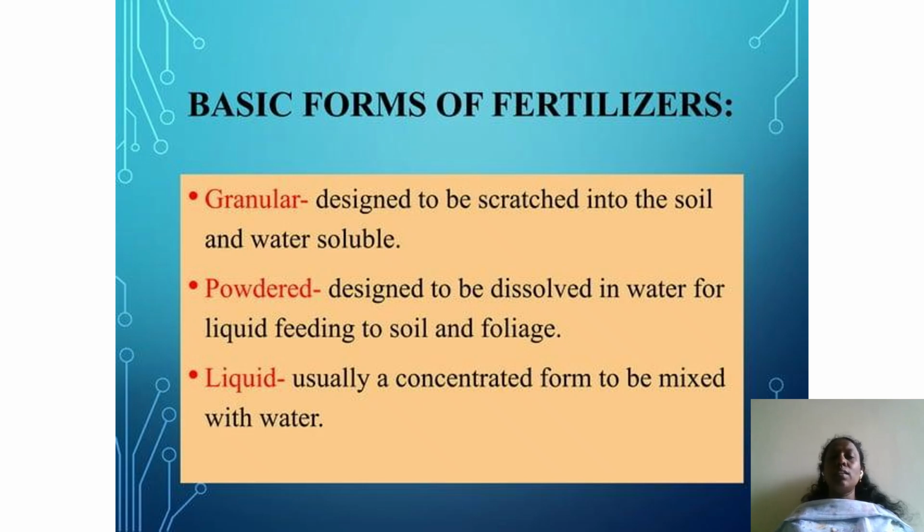This is a designed granular material which is dissolved in a water solution that is to be sprayed, and powder is also dissolved in water for liquid feeding to soil and foliage. Normally liquids are concentrated to be mixed with water and sprayed on the soil. The three forms are sprayed. They are not directly applied to the soil. Either they are dissolved or diluted in water and only then sprayed, in the form of foliar as well as direct application.